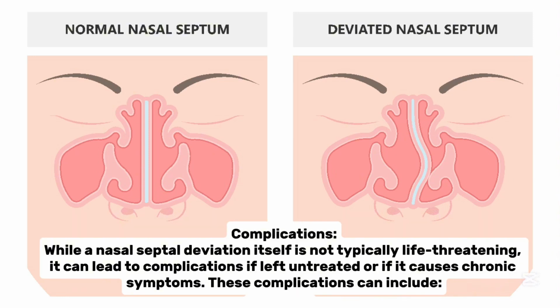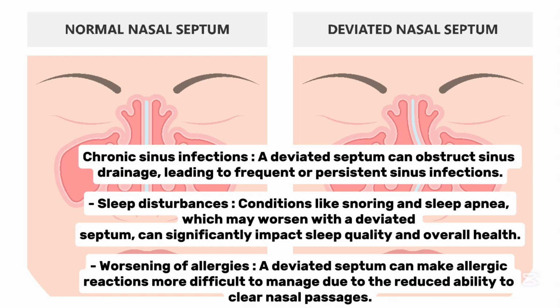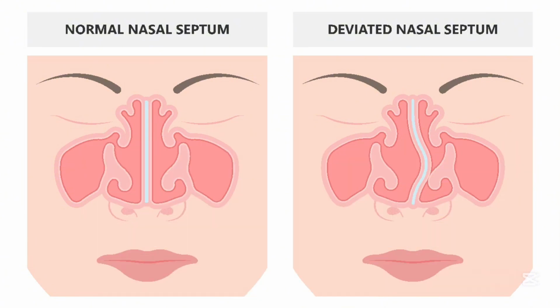Complications. While a nasal septal deviation itself is not typically life-threatening, it can lead to complications if left untreated or if it causes chronic symptoms. These complications can include chronic sinus infections. A deviated septum can obstruct sinus drainage, leading to frequent or persistent sinus infections. Sleep disturbances. Conditions like snoring and sleep apnea, which may worsen with a deviated septum, can significantly impact sleep quality and overall health. Worsening of allergies. A deviated septum can make allergic reactions more difficult to manage due to the reduced ability to clear nasal passages. Conclusion.